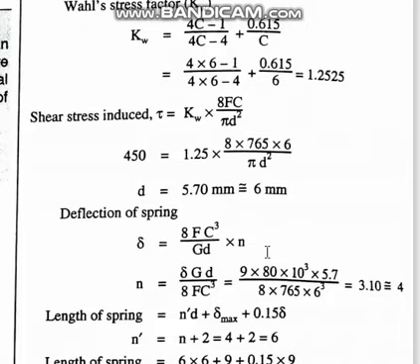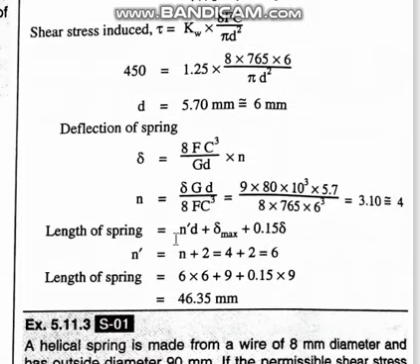So now what is the length of the spring? Free length of the spring is n dash d plus delta maximum plus 0.15 of delta.